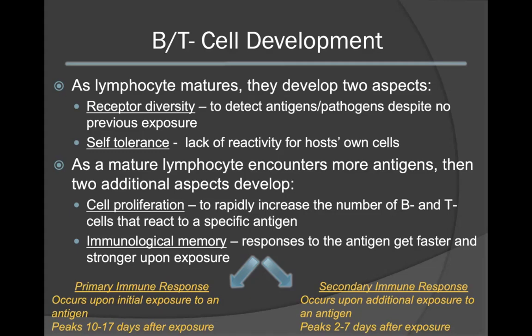In a primary immune response, the peak immune response in the body occurs approximately 10 to 17 days after the first exposure to the pathogen. However, if a body is already exposed to this pathogen and we have a secondary immune response, the immune response can actually peak much quicker, peaking within 2 to 7 days after initial exposure. This is due to cell proliferation as well as the concept of immunological memory.